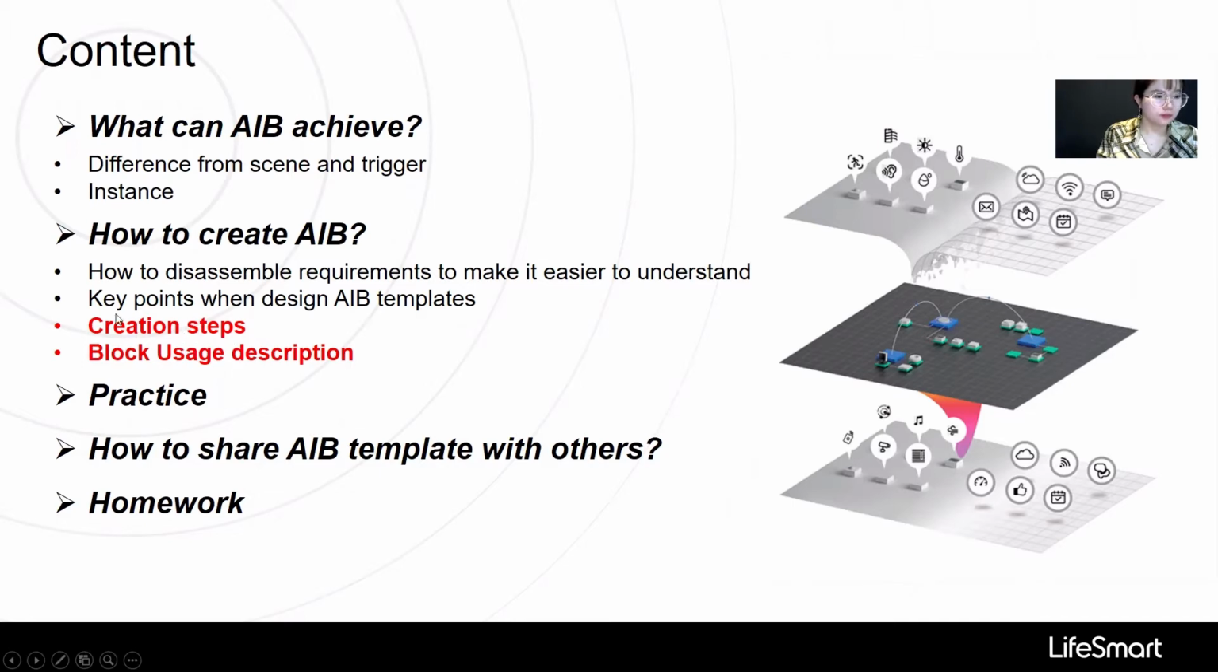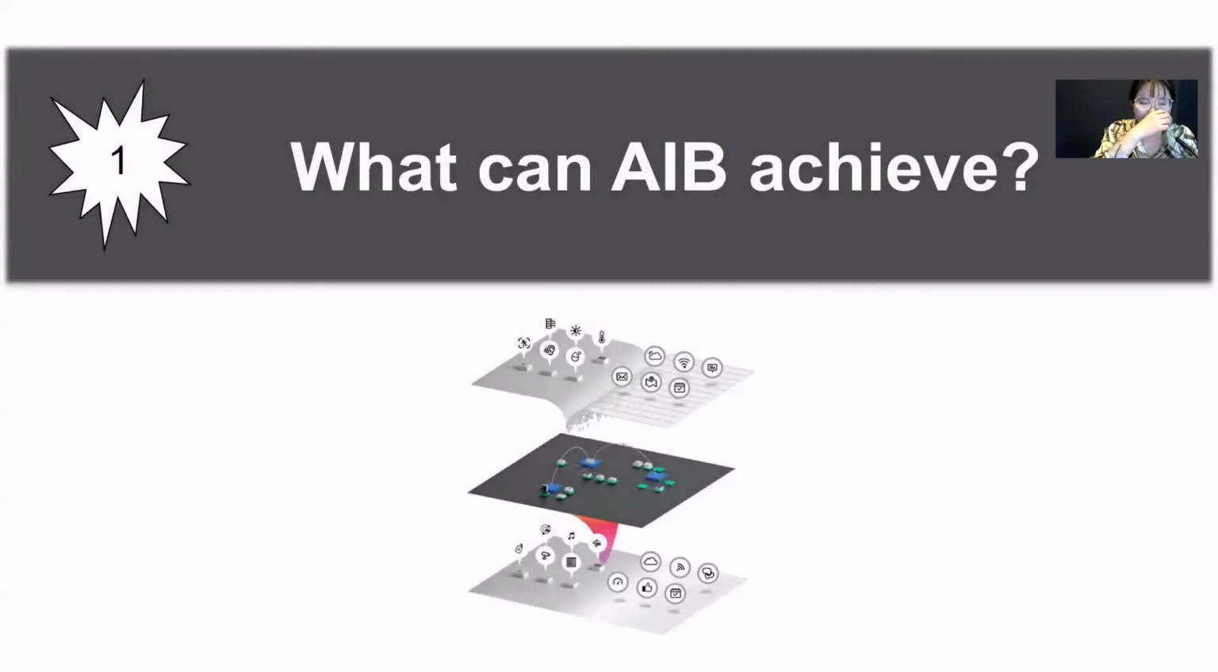And I will operate with you in this part. In my invitation, I told you that you need to prepare a computer and also a phone. The phone is used to operate and create the AIB template with me, and also for the practice. After practice, I will teach you how to share an AIB template with others, so that after you make an AIB template, you can share it with your partners. And the homework: you need to share your AIB template to me using the way I taught you here.